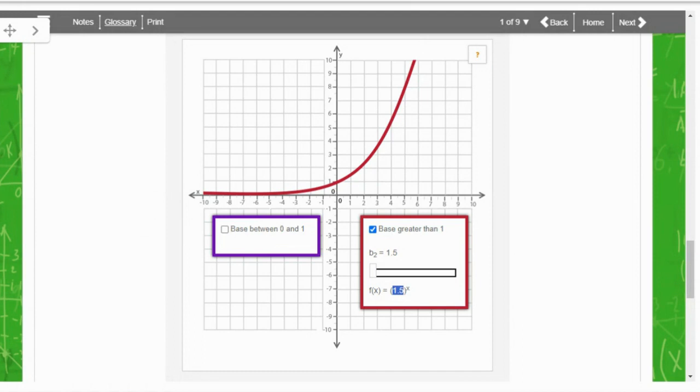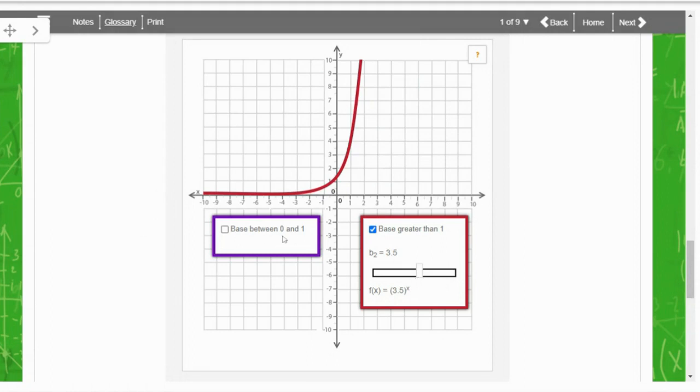Now let's look at what happens when the base gets larger than 1.5. Let's see what changes. 2, 2.5, 3, 3.5, 4, 4.5, 5. See, it's just getting steeper. It's getting closer to infinity faster. It doesn't really affect the left side. That's still approaching 0. So the base being larger than 1 just affects the steepness. The larger the base, the more steep the graph. So let's look at the other situation.